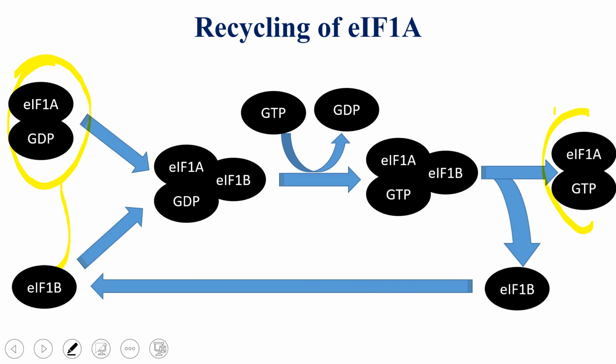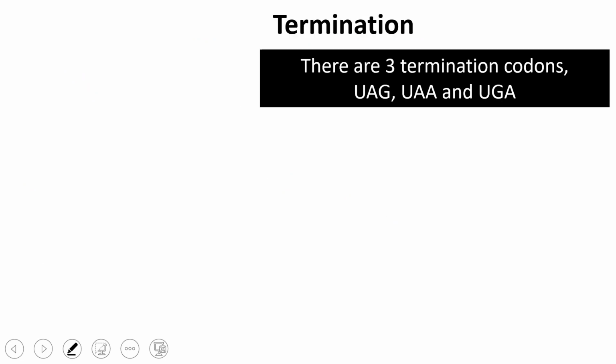Ultimately, we will have 1A in activated form, and that will be reused for the next cycle of the reaction. Then comes the termination. In case of termination, there are three termination sequences, that is UAG, UGA, and UAA. These termination sequences are not recognized by any tRNA, meaning we don't have any anticodon for this genetic code.